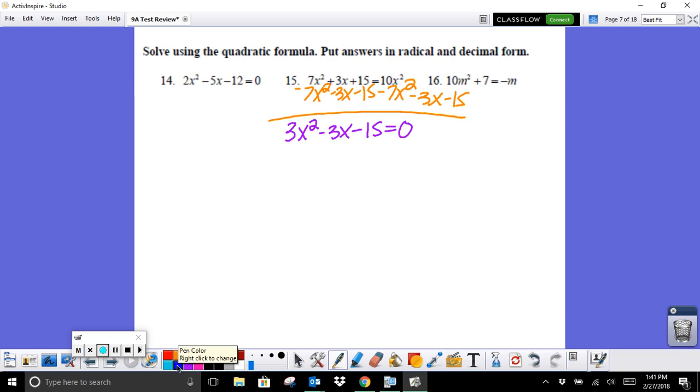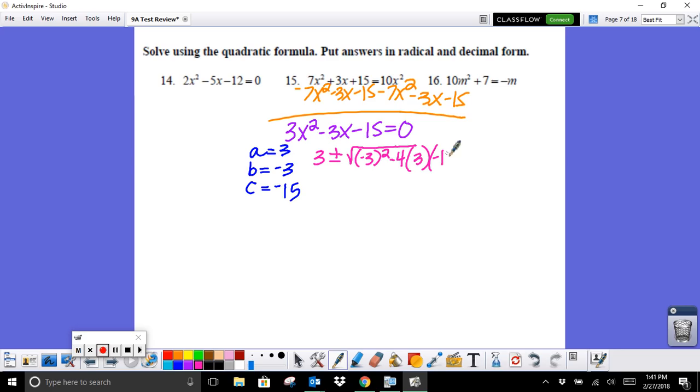All right, so now I'm going to label my A, B, and C. Somewhere, I promise this is helpful, you have your A, B, and C written down. So A is 3, B is negative 3, C is negative 15. And I'm going to plug this into the quadratic formula. So I have the opposite of B, so that's 3, plus or minus the square root of B squared, that's negative 3 squared, minus 4 times A, which is 3, times C, which is negative 15, all over 2 times 3. Again, we need your answer 2 different ways on this one, and we need you to simplify the radical and then to get your decimal answers.